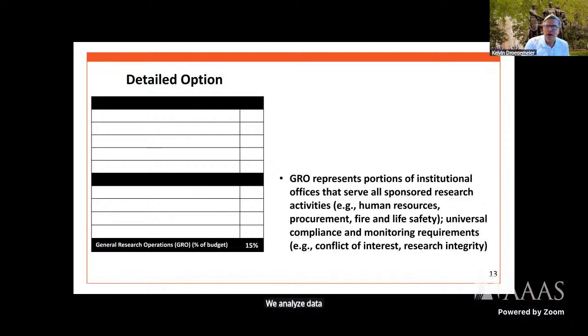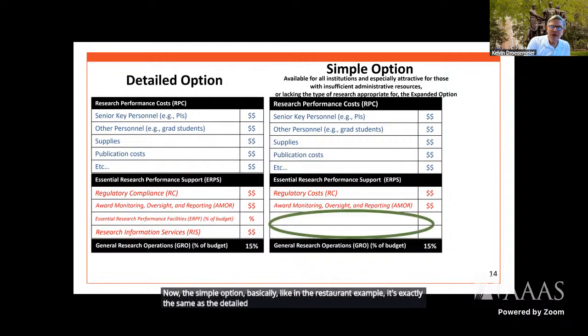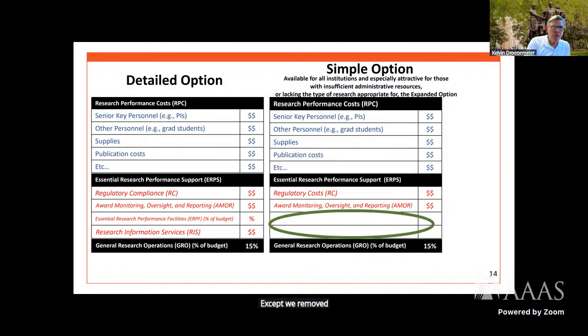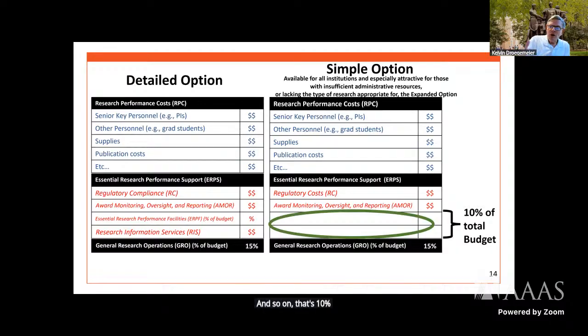We came to that conclusion that was about the right number. Now, the simple option, basically, like in the restaurant example, is exactly the same as the detailed option, except we remove two things, the research performance facilities and the research information services. And we say, based on data and so on, that's 10% of the budget. And who would use this option?